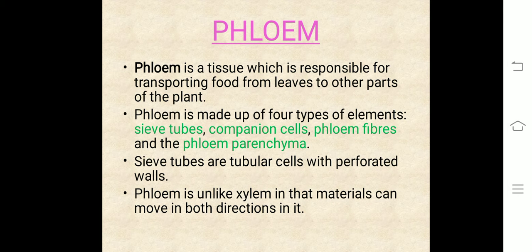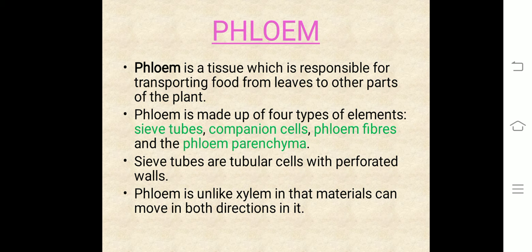Phloem. Phloem is a tissue which is responsible for the transportation of food from leaves to the other parts of the plants. Since leaves are the sites for photosynthesis, that means plants prepare food in the leaves. Now from these leaves, the food gets transported through all the other parts of the plant by this tissue called phloem. Phloem is again made up of four types of elements: sieve tubes, companion cells, phloem fibers, and the phloem parenchyma.